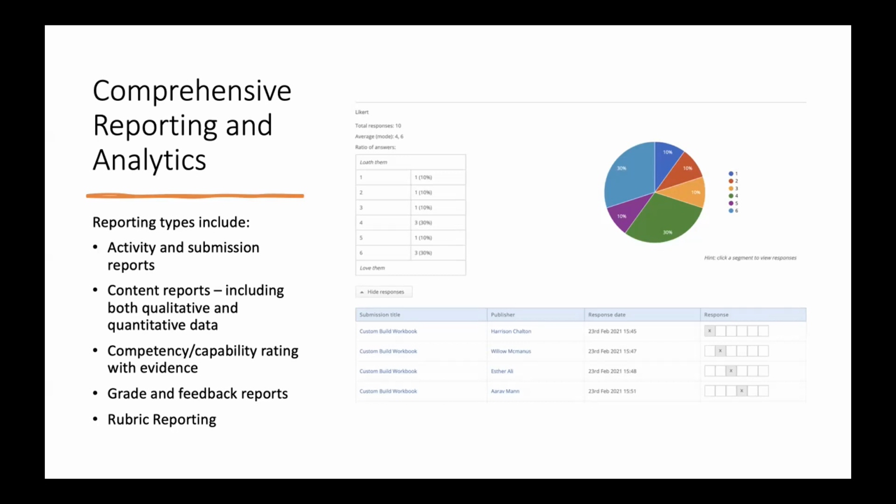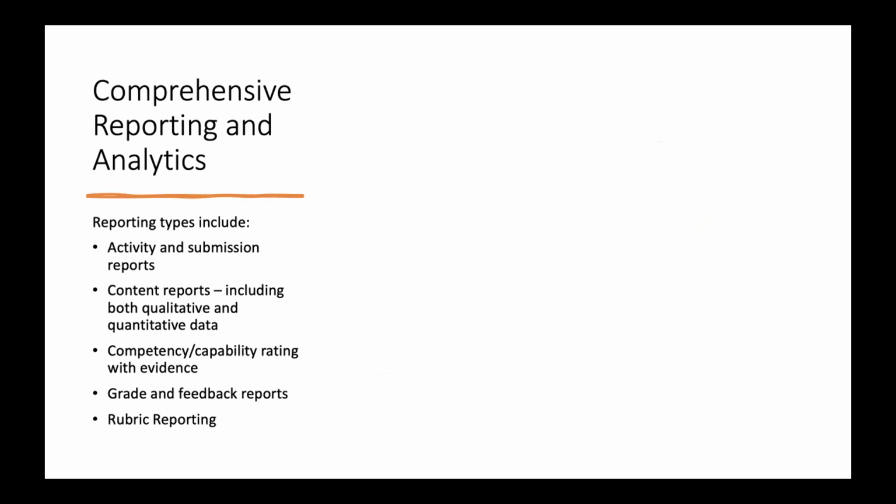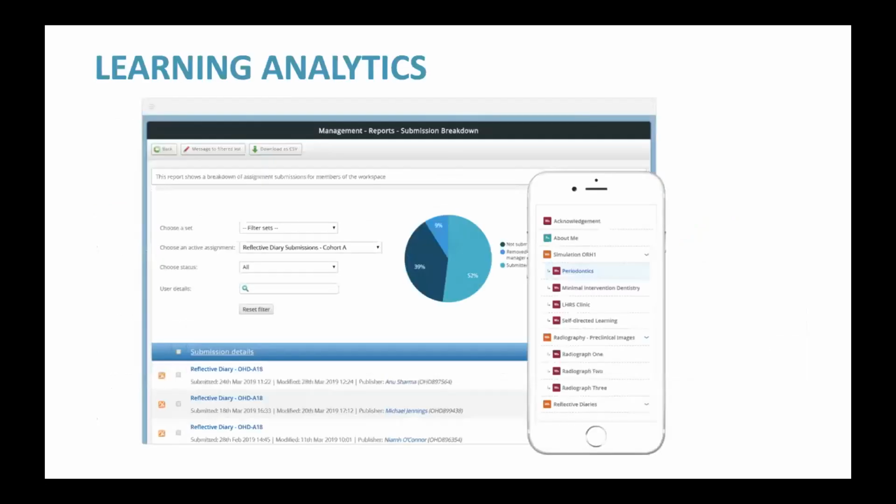Competence and capability rating with evidence so you can get longitudinal data. That's a really important thing. Grading and feedback reports, and of course, rubric reporting. So within PebblePad, there are these lovely dashboard reports. This one is a breakdown of submissions where you see who has submitted and who hasn't, which allows some proactive feedback, right? Well, I see that maybe you are struggling or whatever. So it gives you this opportunity to be very proactive in terms of that.